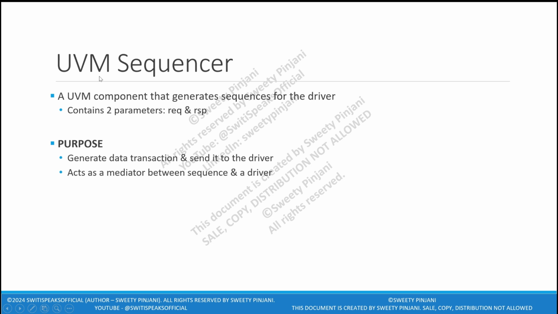Another important point is that the sequencer acts as a mediator between the sequence and driver. The actual transaction is generated in the sequence. However, you are providing it to the driver using the sequencer. With the help of a diagram, I am going to show you how the sequencer acts as a mediator between sequence and driver. For now, remember that this is how the sequence item is going to flow between sequencer and driver.